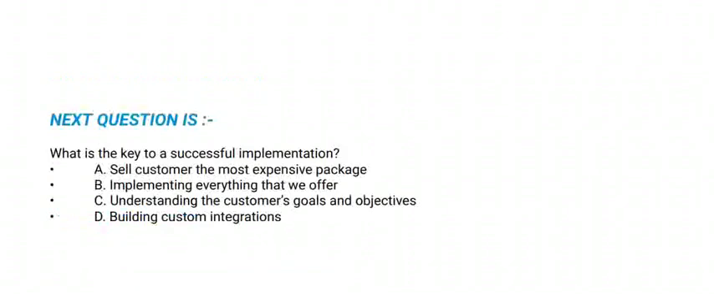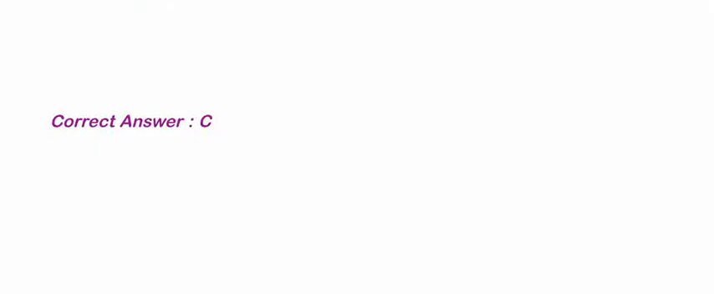Next question is, what is the key to a successful implementation? Options are option A, sell customer the most expensive package. Option B, implementing everything that we offer. Option C, understanding the customer's goal and objectives. And option D, building custom integrations. The correct option is option C.